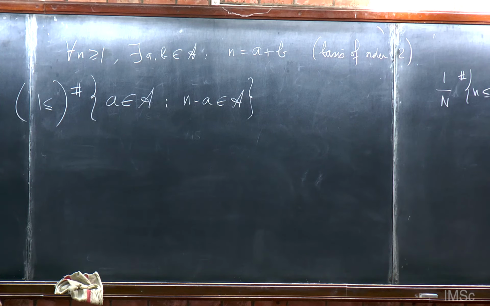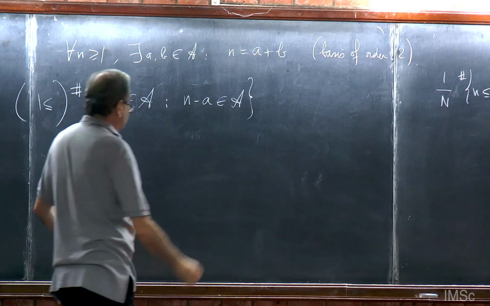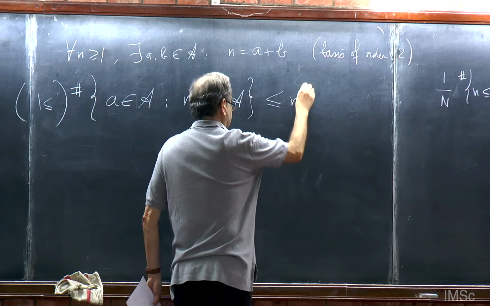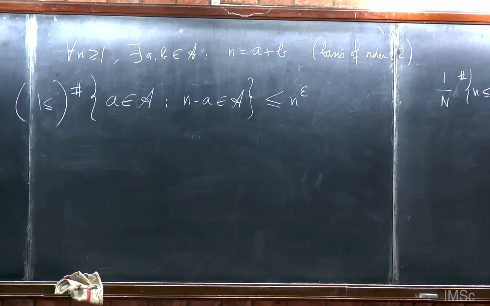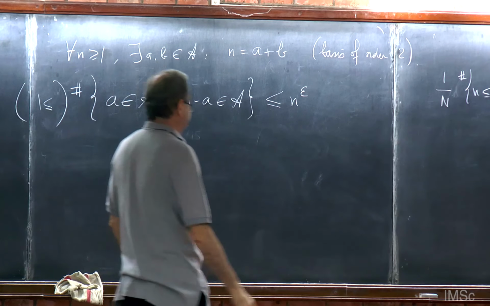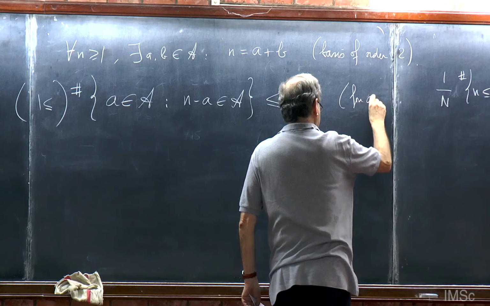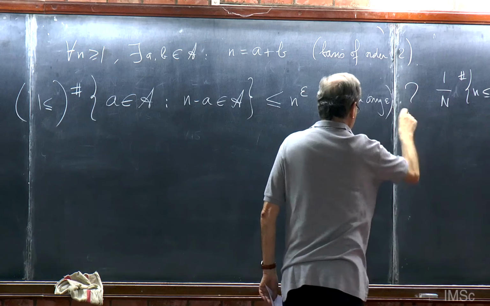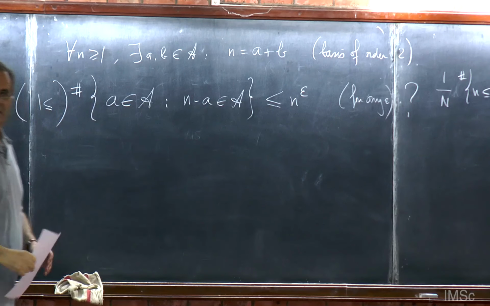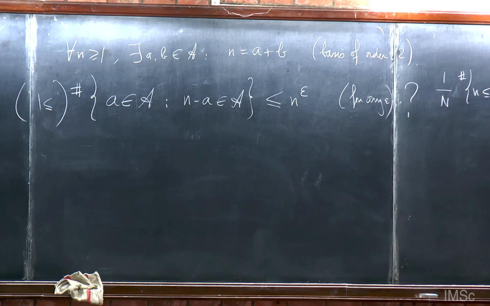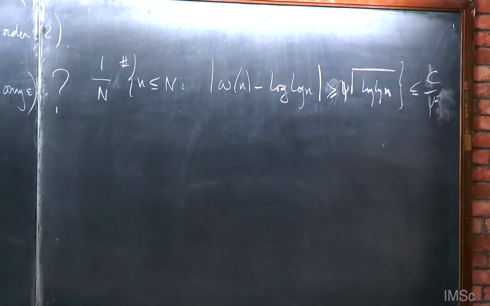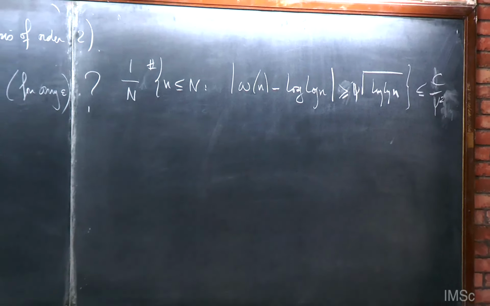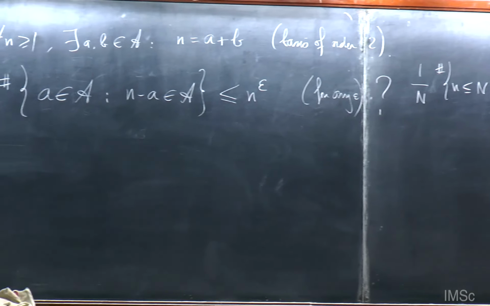But you would like it to be economical. That is to say you want it not to be too large. You want it to be little o or big O of n to the epsilon, for any epsilon. So this is the question of Sidon. He wanted to have something which is an economical basis of order 2. Economical in the sense that for every n, the number of representations is not too large.